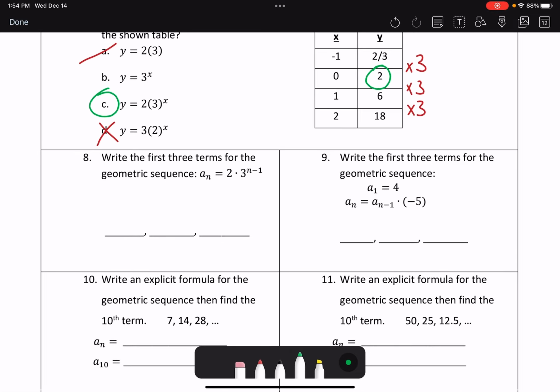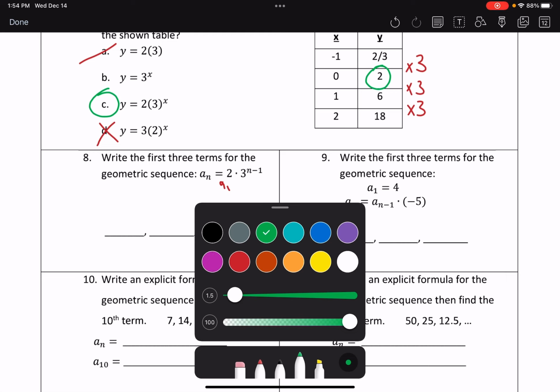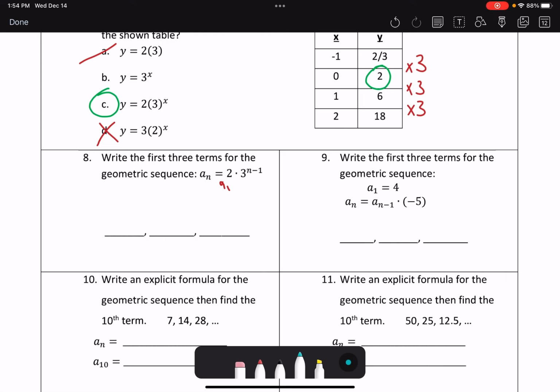For number 8, it says write the first terms for the geometric sequence. And when I'm looking at geometric sequences, this is given the explicit form, meaning that my 2 value here, excuse me there, guys, 2 is my initial value, so that's my a sub 1. And my common ratio here is 3. So I know I'm multiplying by 3 each time, starting with the number 2. 2 times 3 is going to give me 6. And 6 times 3 is 18.